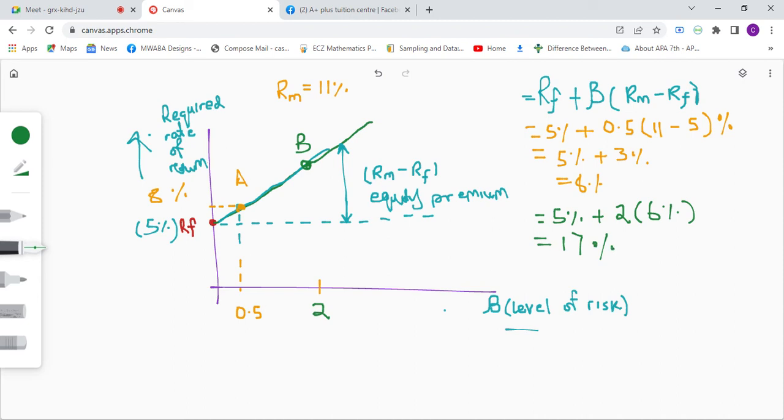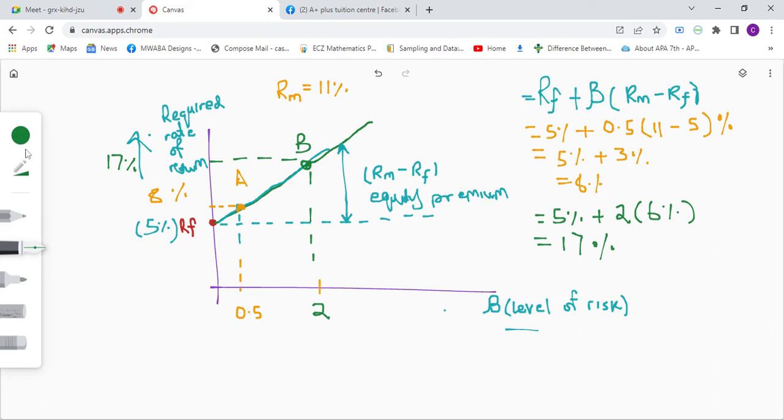Okay, that is 17%. So the required rate of return of this investment, which has a beta of 2, this can be a share, this can be a bond, this can be a preferred share, is 17%. Okay, so as you can see, the higher the risk, the higher the required rate of return. That's basically the relationship that I'm trying to show here.